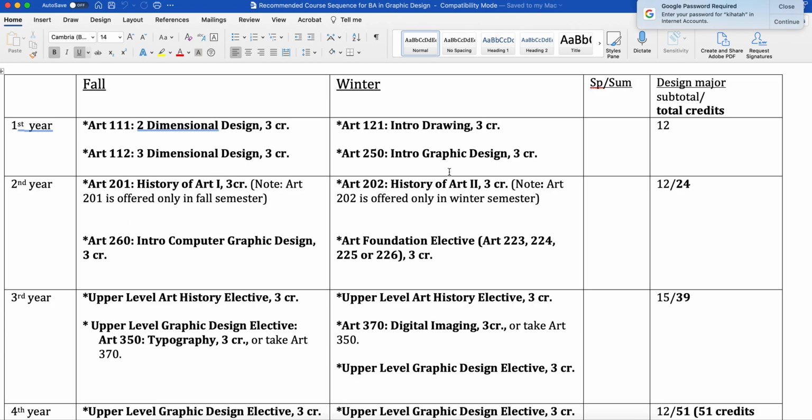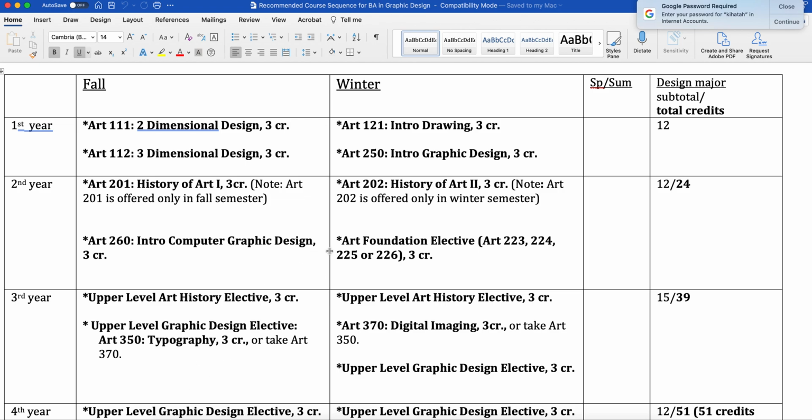Again, first year these four. Second year you take 201 and 260 in the fall semester, and in the winter semester 202. Then one of these foundation courses: painting, printmaking, photography, or watercolor. That's just the art courses that are required. It's possible you can take this course over here if you like, or if you feel okay, I'm ready for graphic design, you can take this art foundation here and take typography here, for example.